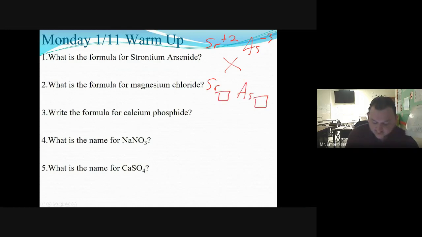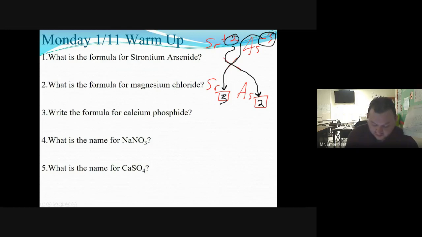I put a box there. And I'm going to change the color of my pen. So everybody see this 3 here? The 3, but not the minus, will come down, and it'll go right there. So that turns into a 3. The 2 right here will come down and go right there. So that's what I mean by crossing the charge.